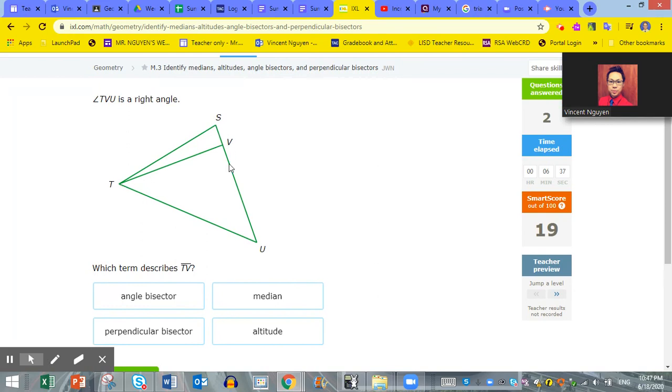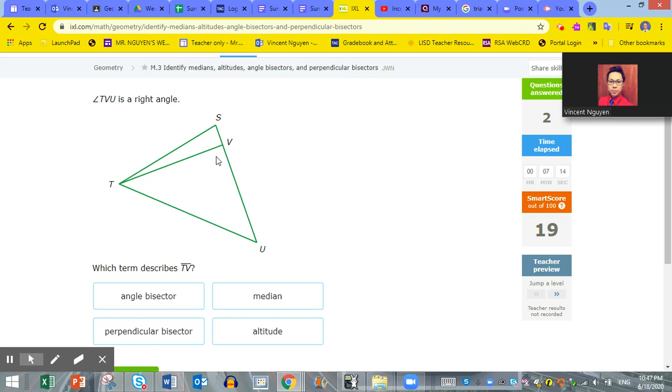Okay. All right, and here's another segment, and it comes from the vertex and goes to the other side, but it's not in the middle, apparently. They're also telling us that angle TVU, which is this angle down here, is a right angle. So by definition, a segment that goes from the vertex perpendicular to the opposite side instead of cutting in the middle, right? If it cuts in the middle, it's a median. But if it just cuts at a right angle, we call that a perpendicular.